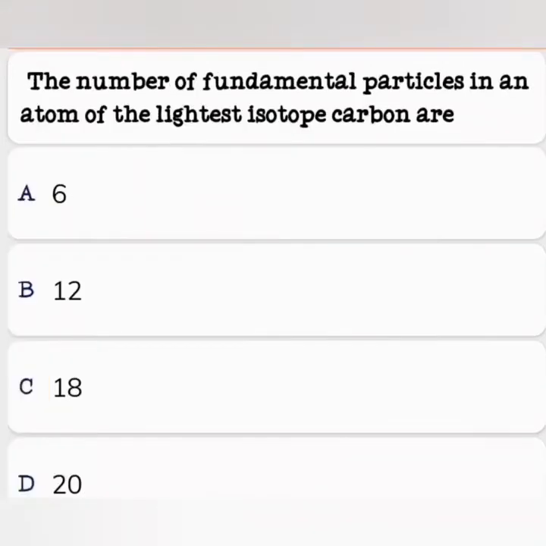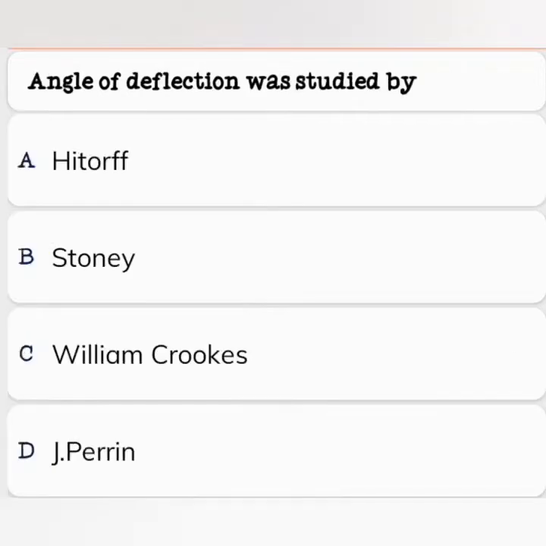The number of fundamental particles in an atom of the lightest isotope of carbon are A. 6, B. 12, C. 18, D. 20. Yeah, so the right option is C, 18.